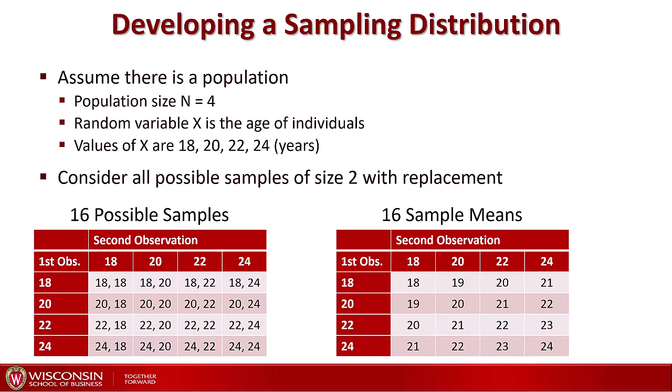Note that in this table, every single result is equally likely. We can then calculate the mean for all of these samples, and that's what we show on the right table. So if you draw the 18-year-old person twice, then the mean is of course 18. If you draw the 18-year-old first and then the 20-year-old person, the mean is 19, which is the first row and second column. And then you can see we have the different means for all the possible samples in the right table. So these are all the 16 possible samples that we could get from a population of 4 with a sample size of 2.